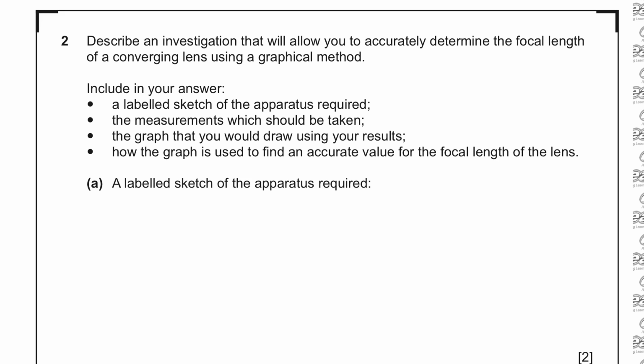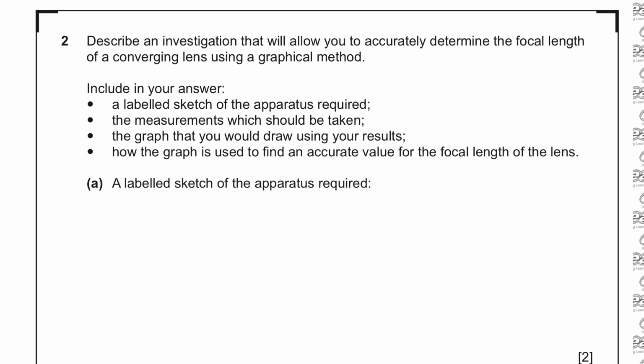Question 2. Describe an investigation that will allow you to accurately determine the focal length of a converging lens using a graphical method. Okay, so we're talking accurately and we're talking by a graph. Labeled sketch of the apparatus, the measurements that you should be taking, a graph that you would draw using your results, how the graph is used to find an accurate value for the focal length of the lens.